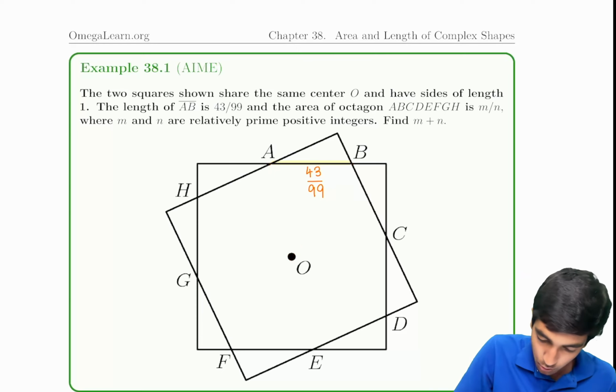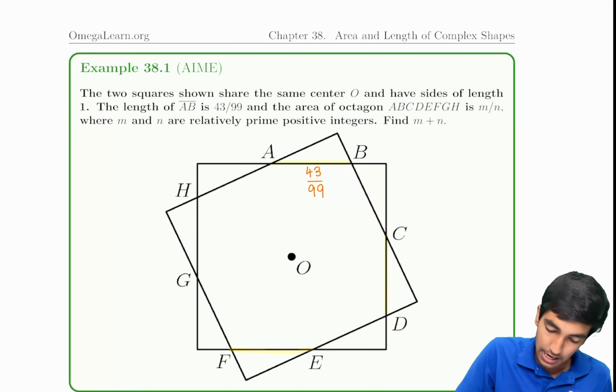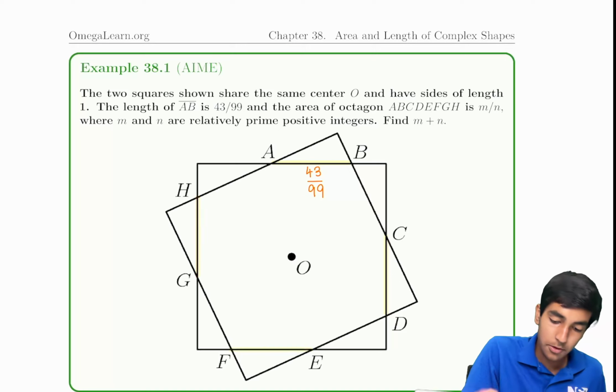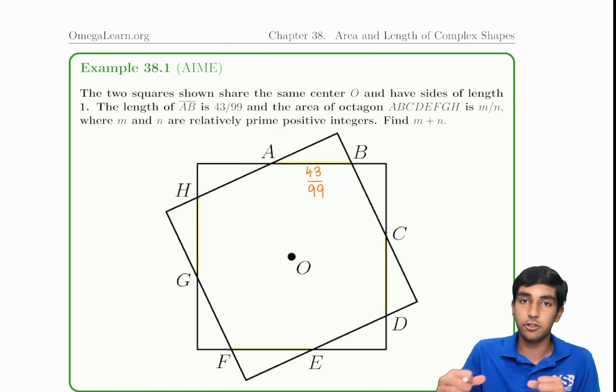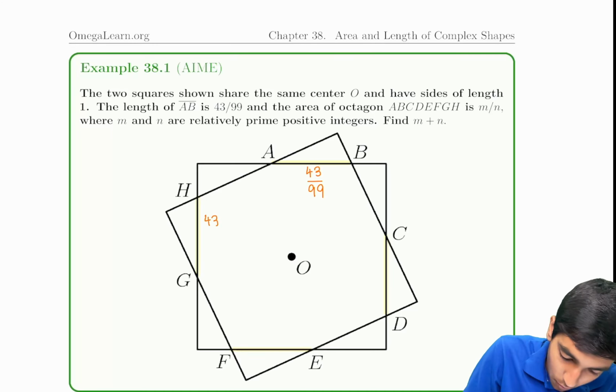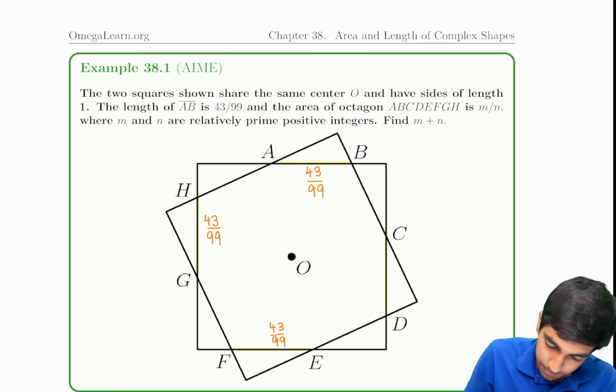So what do I mean by that? CD is also going to have a length of 43 over 99. And same for EF and GH. Because of fourfold symmetry, we're rotating the whole square, not just 1 or 2 points of it, right? So 43 over 99.